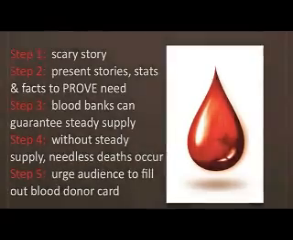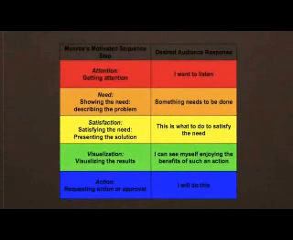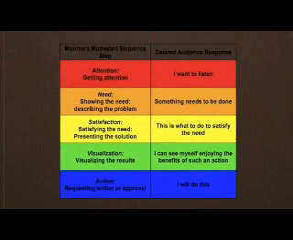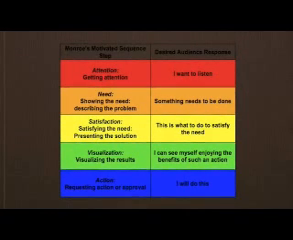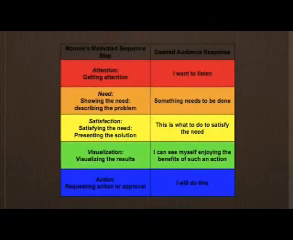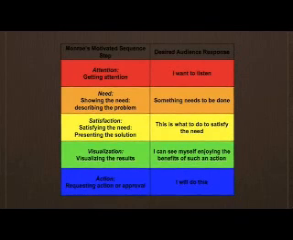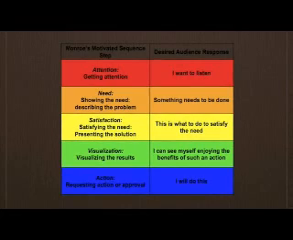So let's review. Monroe's motivated sequence is a technique used to motivate people to action. It involves 5 steps. In the attention step, you want to get your audience's attention, and you want their response to be, I want to listen. In the need step, you are proving that a problem or need exists, and you want your audience's response to be, something needs to be done. In the satisfaction step, you present solutions to the problem or need, and you want your audience's response to be, this is what to do to satisfy the need.